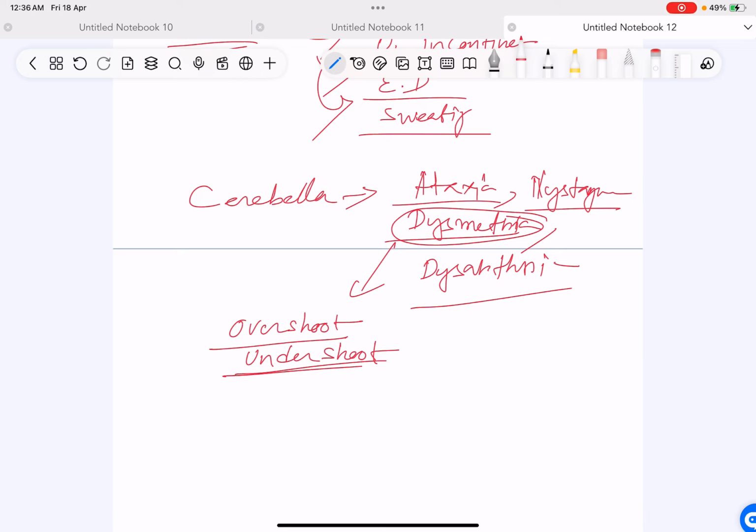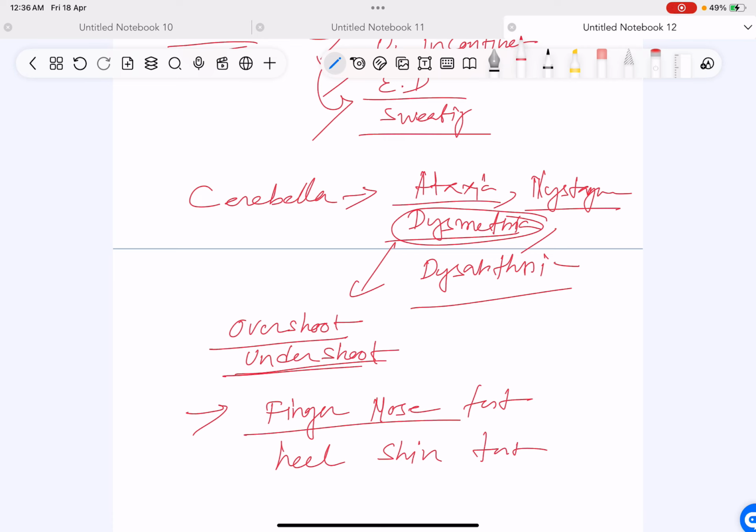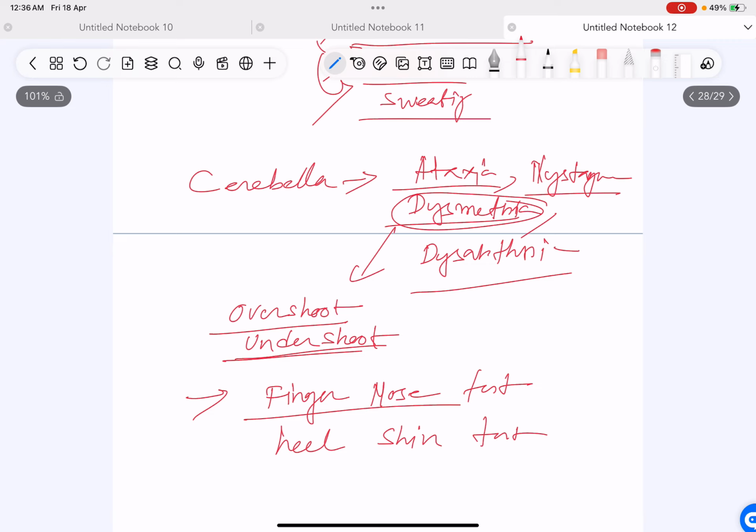Dysmetria is easily seen with the finger nose test. You tell the patient to touch their nose, and either they'll overshoot or undershoot. So to detect dysmetria, use the finger nose test or heel shin test. Finger nose test, very easy. This is dysmetria.